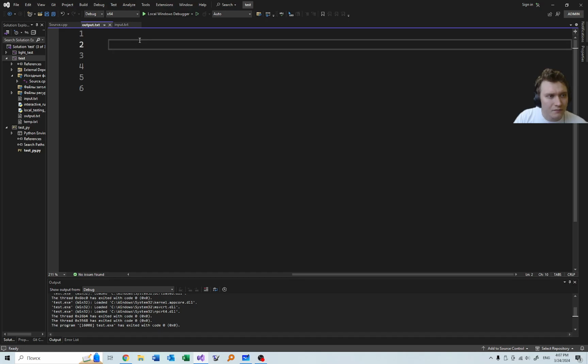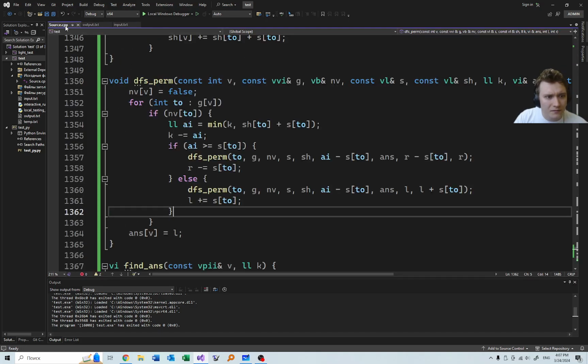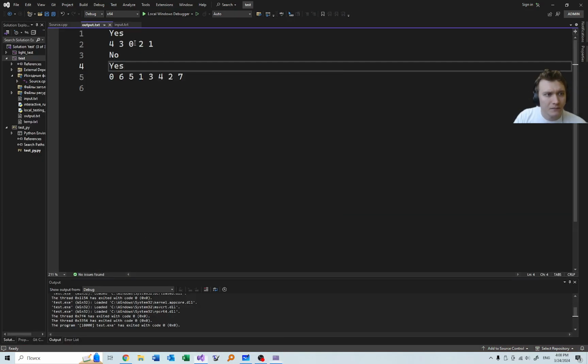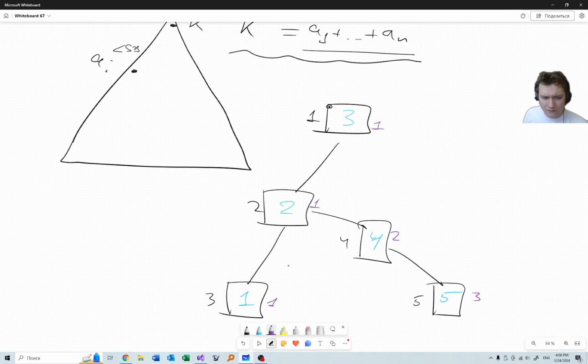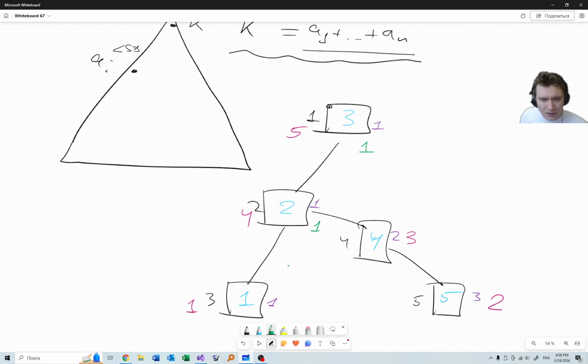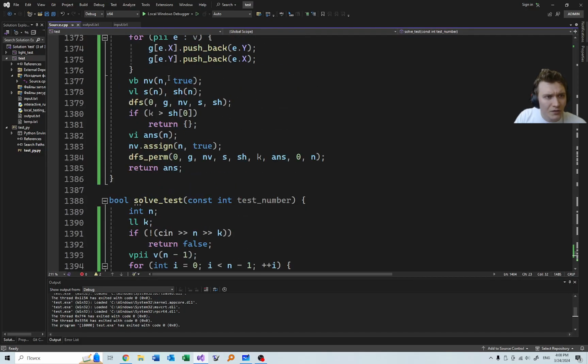Okay, let's look at our answer. We didn't print. We need to add 1, I think. Okay, my answer is 5, 4, 1, 3, 2. Let's see. So it is 1, 1, 1, 2, 2. No, it is always decreasing.